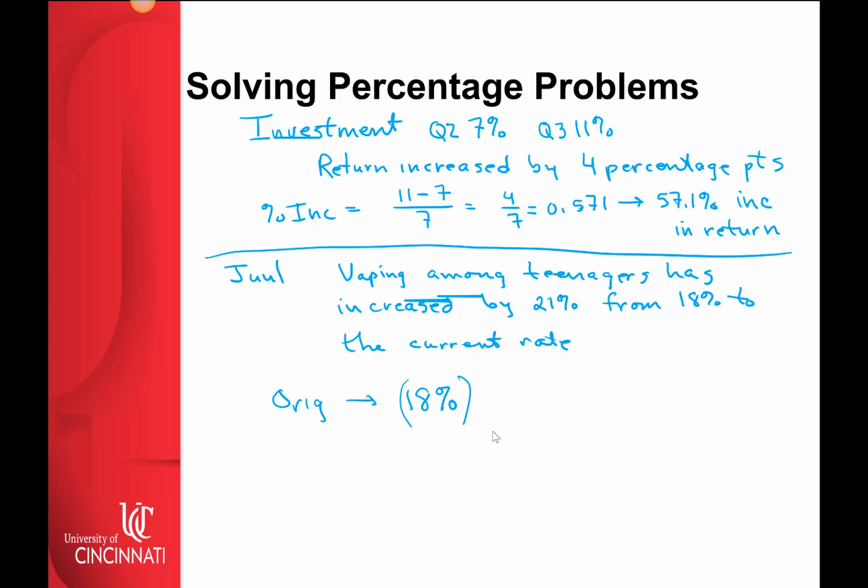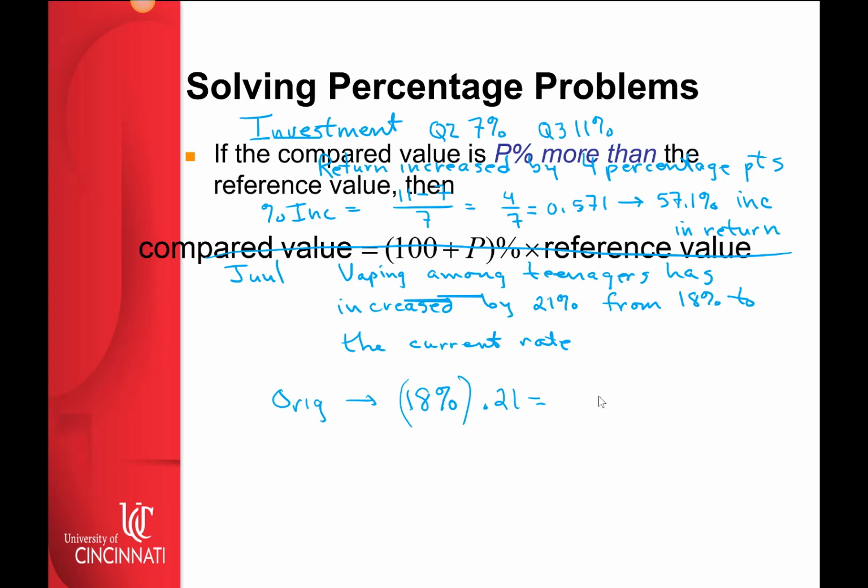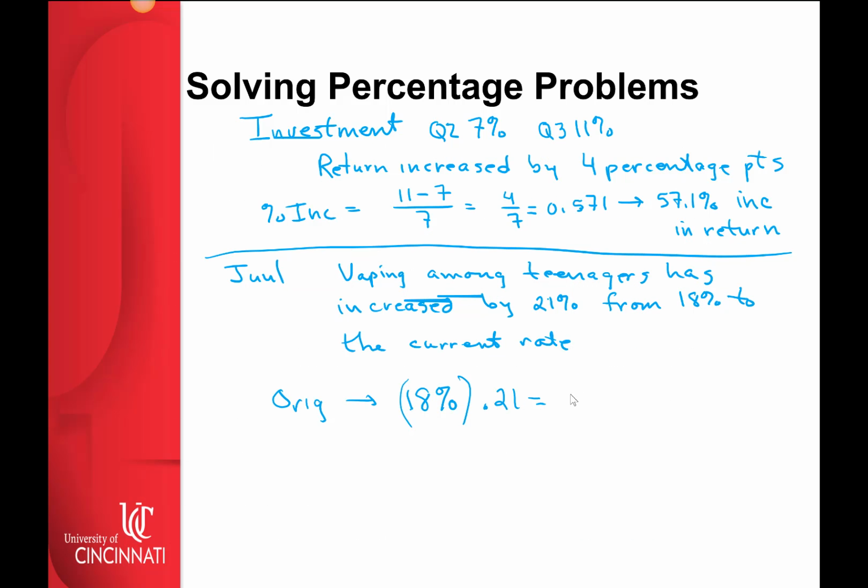Well, wait a minute. If I multiply it by 0.21, that's going to give me about 3.6. Does that mean it's increased from 18% to 3.6%? Is that an increase? No, it's 21% more than it was before, isn't it? So what am I going to multiply by?